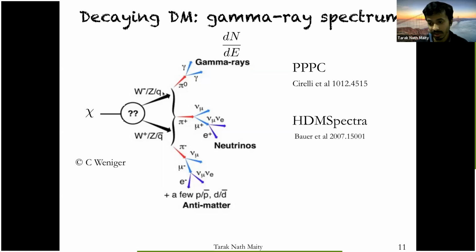Then what may happen is that these quarks get hadronized to produce pions, and those essentially decay to 2 gamma rays. The spectrum of the gamma rays could be calculated utilizing any of the publicly available codes, like HDMSpectra or PPPC. We have utilized the gamma ray spectra that have been given by HDMSpectra.